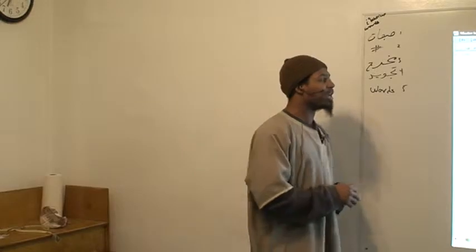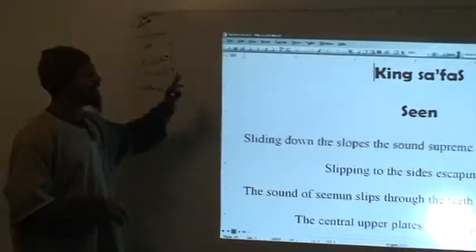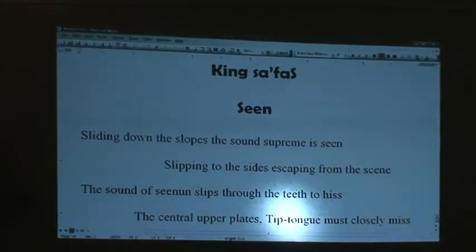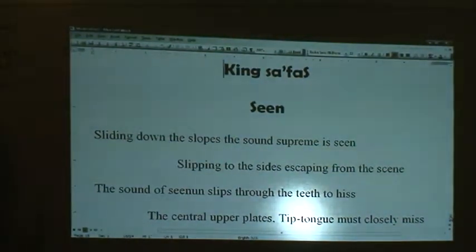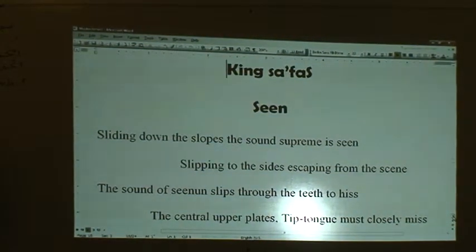Let's go on. Sa'fas is made from Sin, Ain, Fa, and Sad. So we started down, and the poem goes like this.